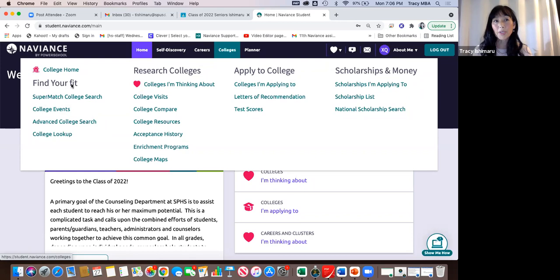So many of our students right now are making their college lists. Some have put them into the colleges they're thinking about. Some have moved already to the colleges I'm applying to. Some have not really started. So we want to also help them narrow down the scope. So the first one is called a Supermatch College Search.